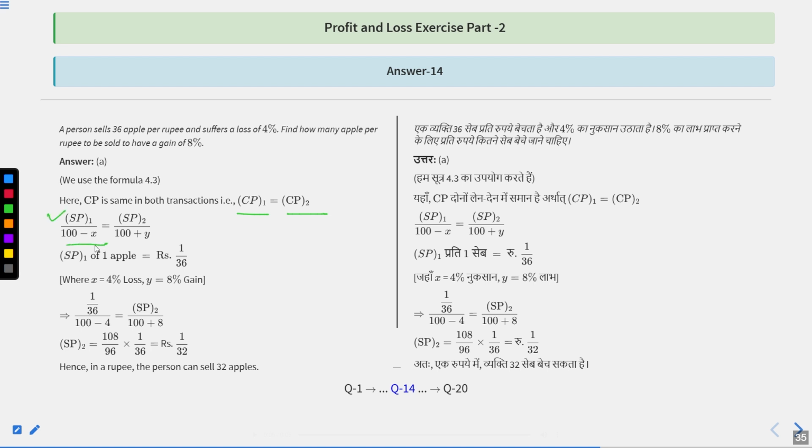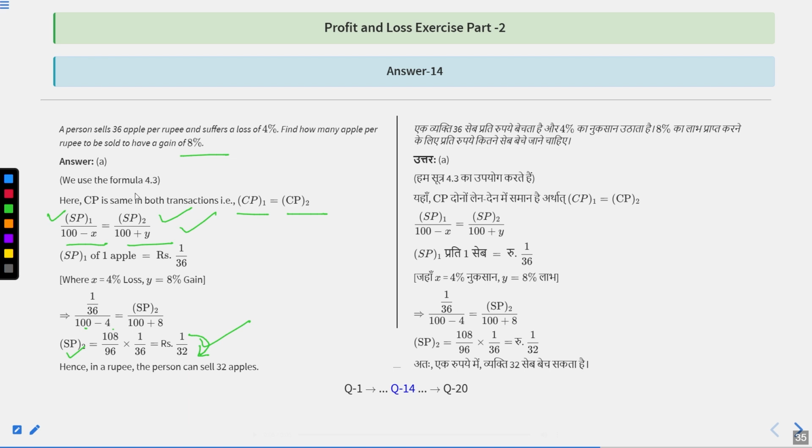SP1 upon 100 minus X equals SP2 upon 100 plus Y. We can say that the SP of 1 apple is 1 upon 36. Clear? X equals 4% loss and Y equals 8% gain. So we just put these values: 1 upon 36 upon 100 minus 4 equals SP2 upon 100 plus 8. We use this formula. When we calculate SP2, we get 1 upon 32. What does it mean? If we sell 32 apples for 1 rupee, then we get the 8% profit. So A is the correct answer.